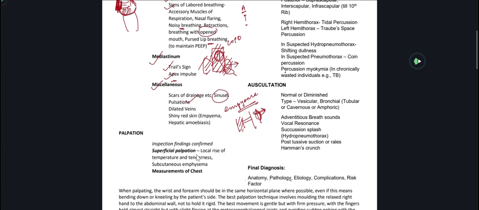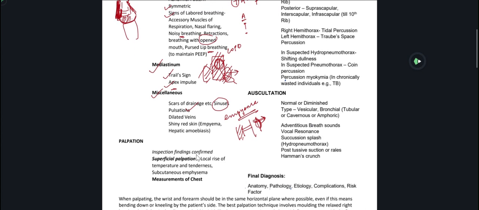Coming towards palpation. So palpation, the very first thing which you say when you present your palpatory findings is inspection findings confirmed. Because whatever you look for in inspection, that is again what you look for in palpation, but this time you use your hands and you feel.